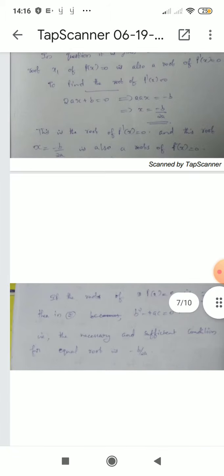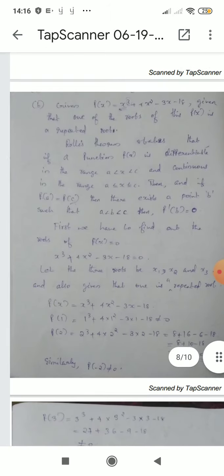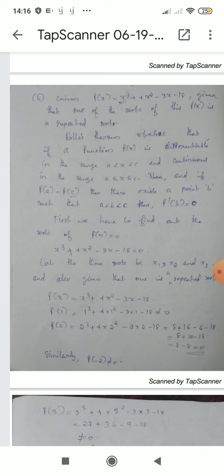So, this way we can solve our first subdivision, and it is really easy. Each and every problem has certain hints provided in our question, so we can make use of those hints in order to solve each and every problem. Okay. So, the second question, B.